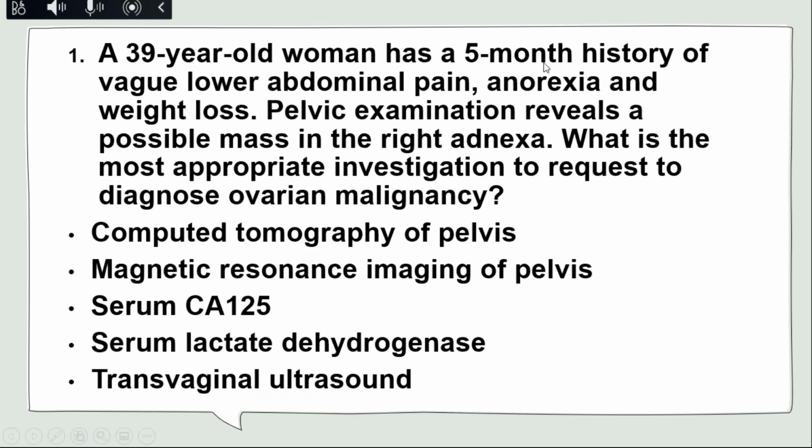Number 1: a 39-year-old woman has a 5-month history of vague lower abdominal pain, anorexia, and weight loss. The pelvic examination reveals a possible mass in the right adnexa. What is the most appropriate investigation to request to diagnose the ovarian malignancy? The CT scan of the pelvis, the MRI of pelvis, serum CA-125, serum lactate dehydrogenase, transvaginal ultrasound.